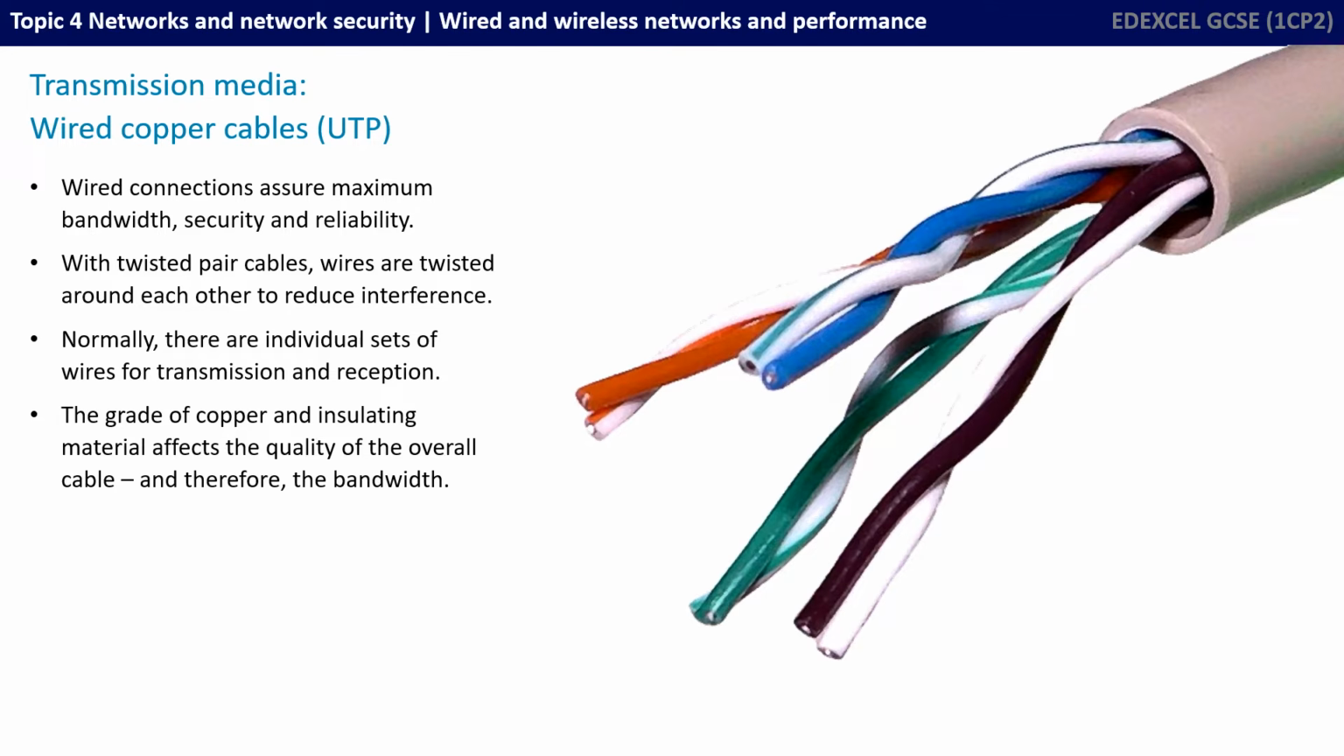Another type of copper cable known as coaxial cable can also be used, but it's less popular in computer networking today. This is the cable used to connect a TV to a Freeview box and an aerial.